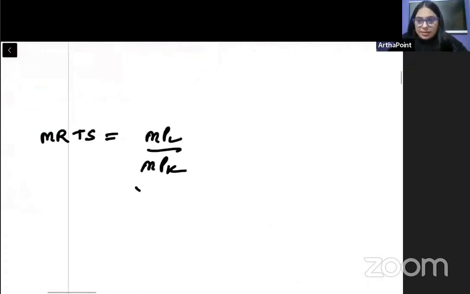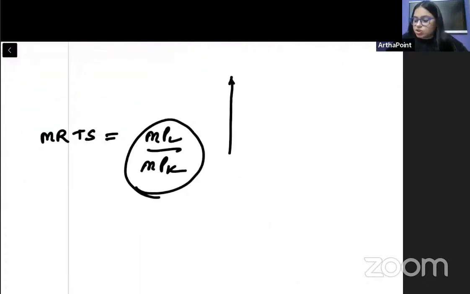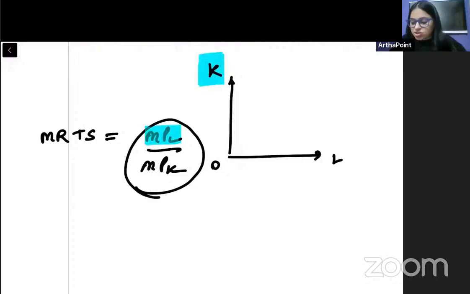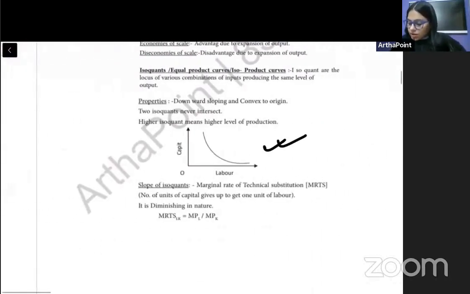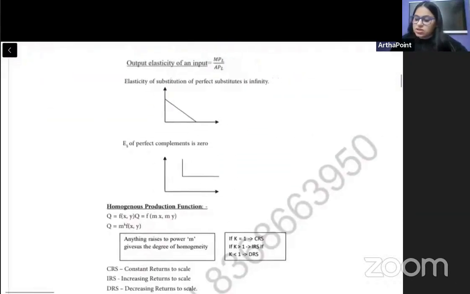And but जब भी MPL by MPK लिखो, make sure that you know L is here and K is here, right? So just remember that by default, when I take capital on y-axis, that is when I will have marginal product of labor in the numerator. That's also important. Okay, now come to the next sheet.